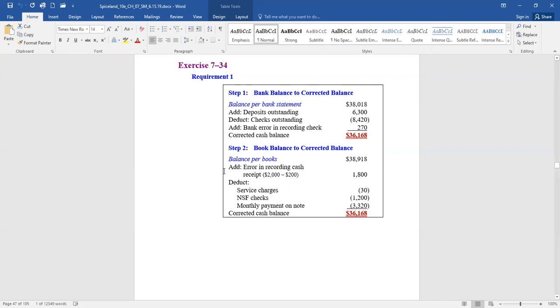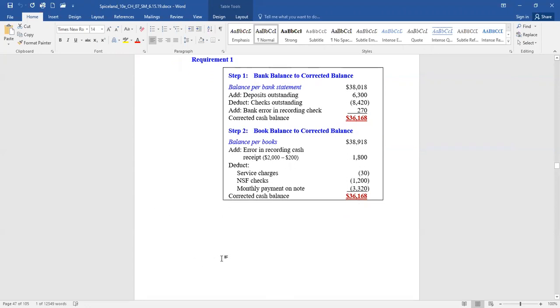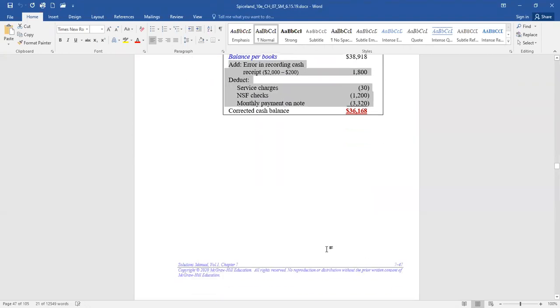Now in our normal personal life, that's where we stop and we go, woohoo, we balanced our checkbook. Let's go do something else, right? Well, not for a company, because companies have to make journal entries. That's the only way we can update our cash account in our general ledger. So we want to record journal entries to get the items that were missing or incorrect in our checkbook recorded.